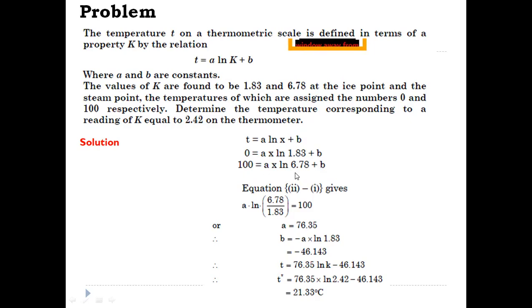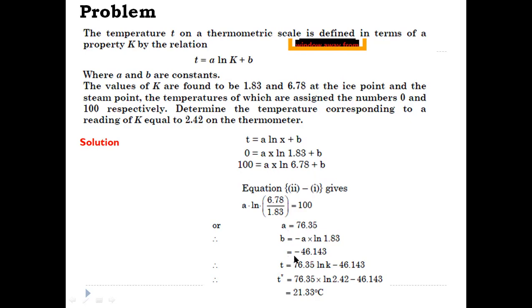Okay. So if we solve these two equations, if we subtract equation 1 from equation 2, we will get 100 minus 0 is 100, B minus B is 0, and A into ln of 6.78 minus ln of 1.83, which is A into ln of 6.78 by 1.83. From this, we find the A value and substitute this A value in any one of these equations to get the value of B. Okay.